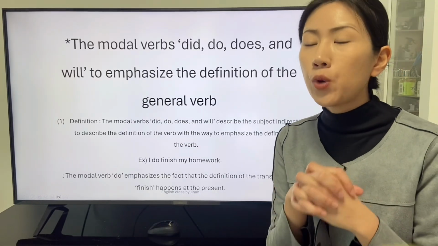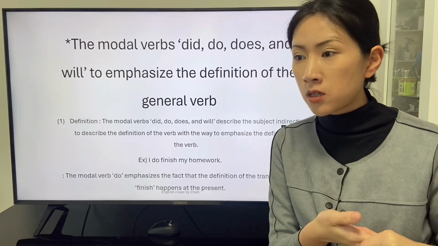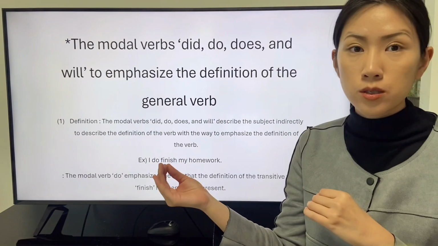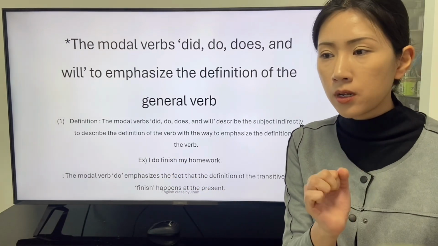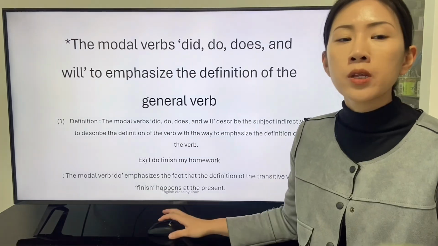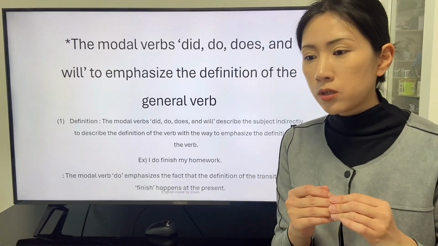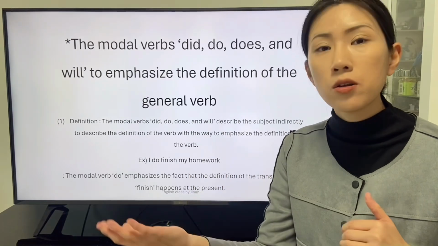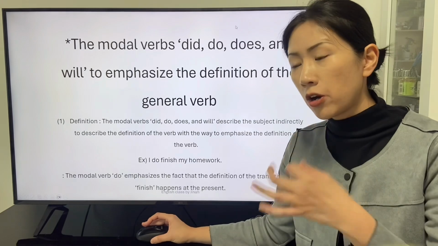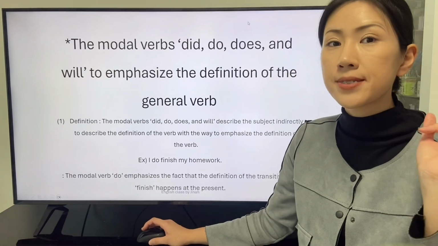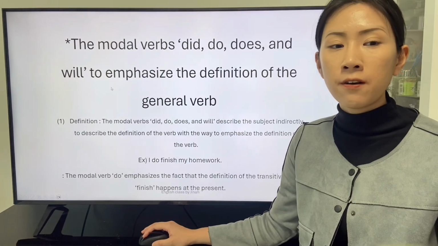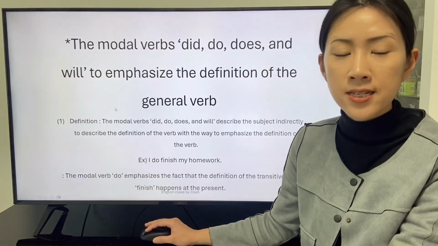From now on, we will study the negative clause and the interrogative clause with the general verb or the be-verb. Before we start to compose a negative clause or an interrogative clause, let's start to study modal verbs: did, do, does, and will. The definition of the modal verbs is this.